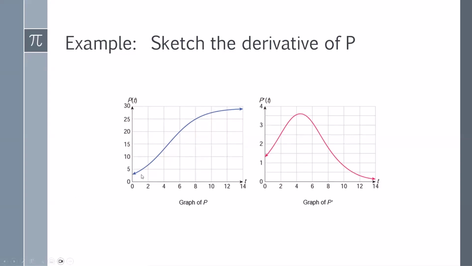So a little slope, a little bit more, a little bit more, a little bit more, and then around 4, it's got that pretty good slope to it. After 4, the slope starts to get a little bit smaller, a little bit smaller, a little bit smaller, and it gets quite small as we get to 14.